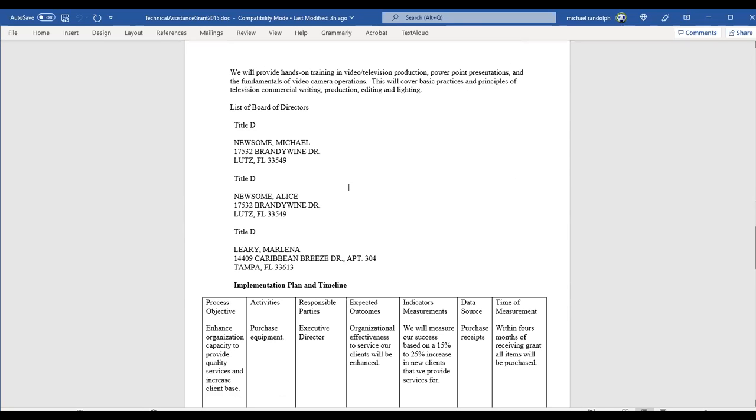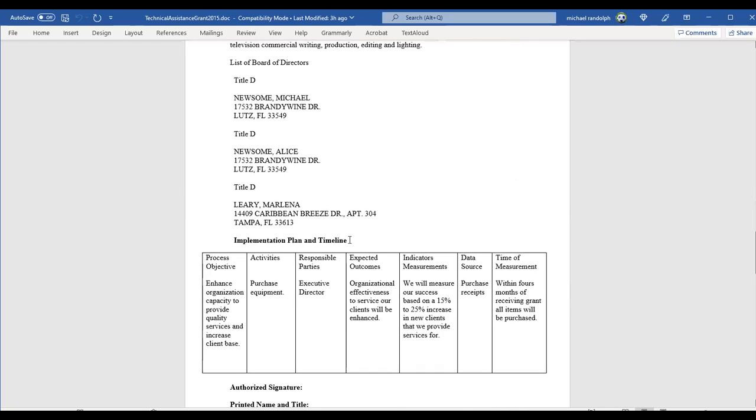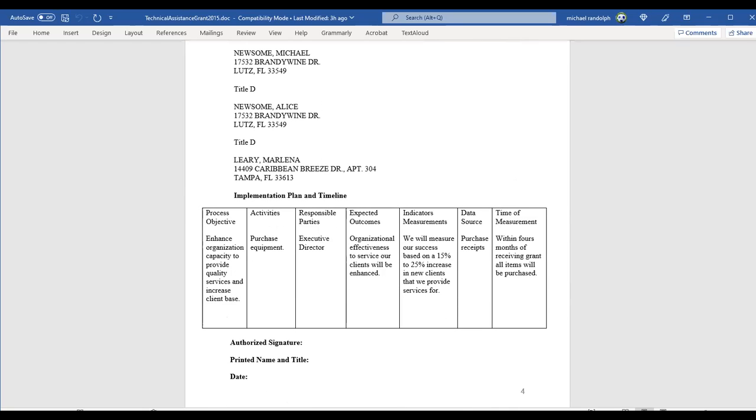All right. Then we get down to the names of the directors. And now look at that breakdown. Implementation plan and timetable. Read that for me.